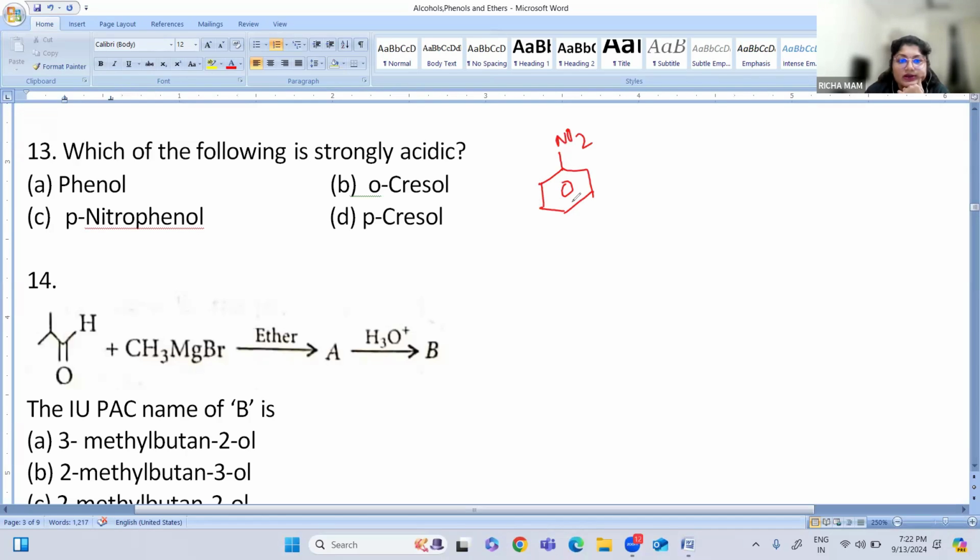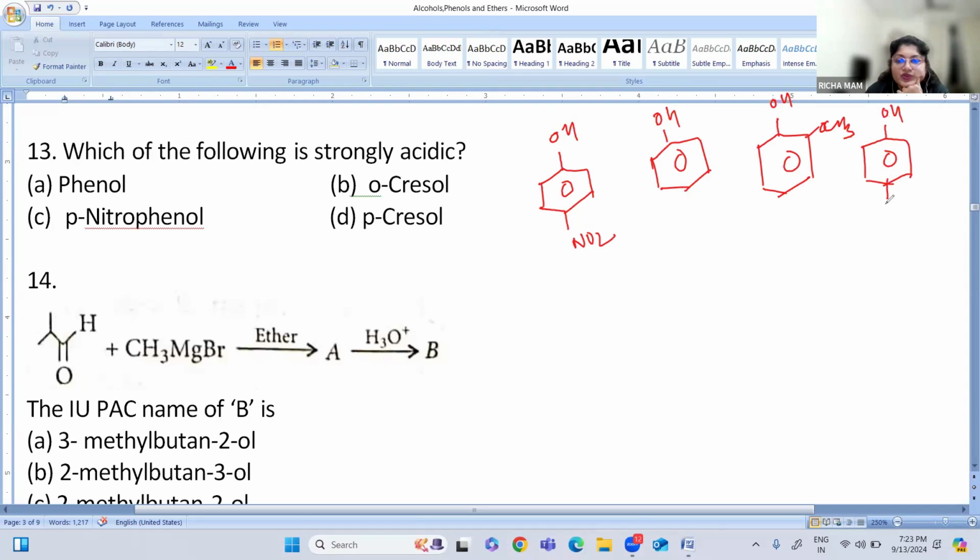So when you write, paranitrophenol, then will be your phenol, then will be your orthocresol, and then will be your paracresol. So here which is most acidic? It is your C. C is the answer. Yes, so who all have answered as C? Yes, Shivaruni, Baby, and Lubna. Very good. So C is the correct answer.